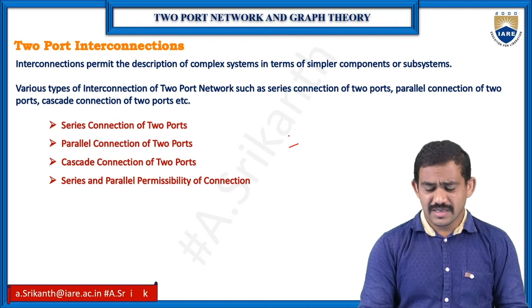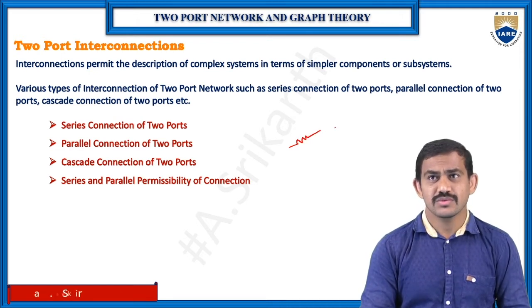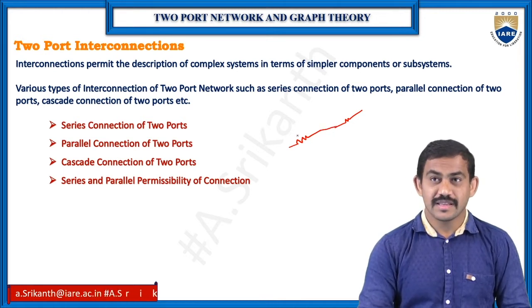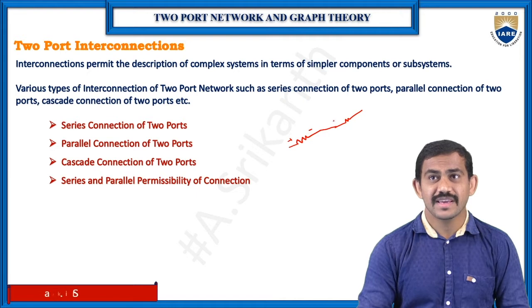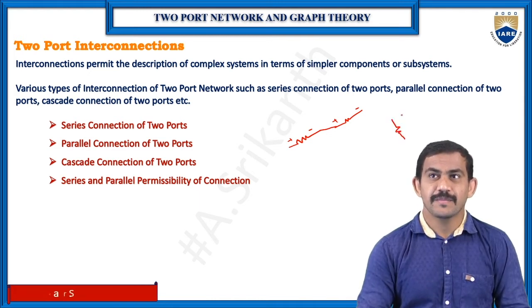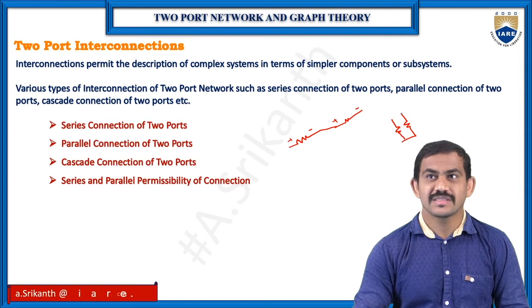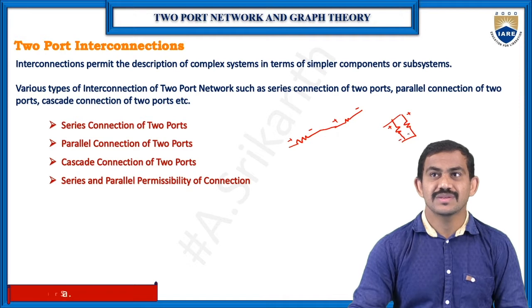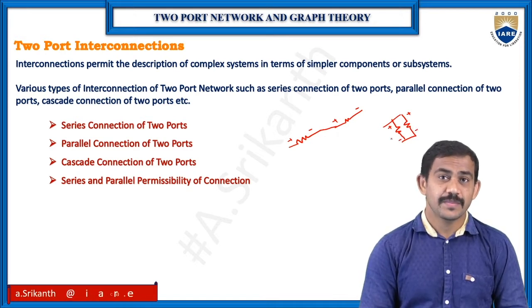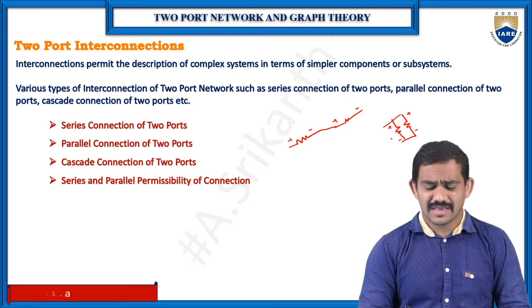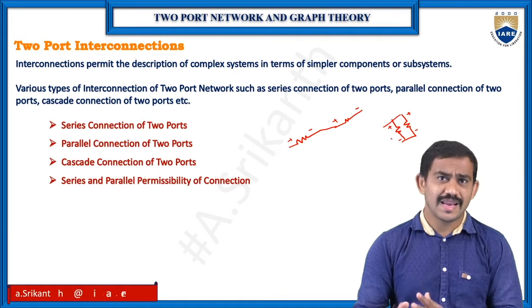Before going to two-port networks, here I have two resistors connected in series. Series means the positive and negative connect to the next positive and negative. And two are connected in parallel. Parallel means just observe, positive to positive and negative to negative, so both are connected in parallel. And the same thing, series and parallel, that is both series and parallel connections.